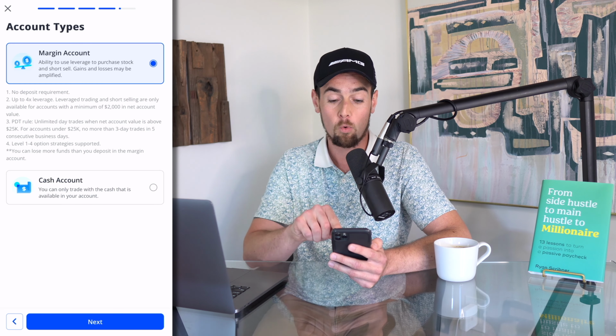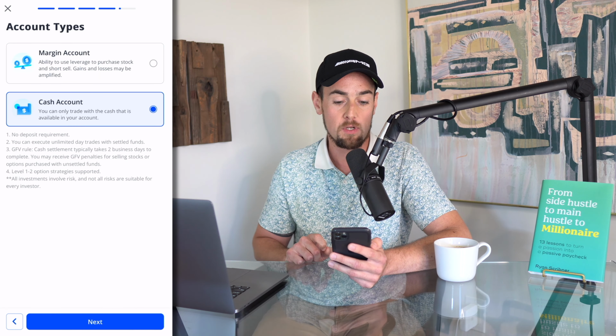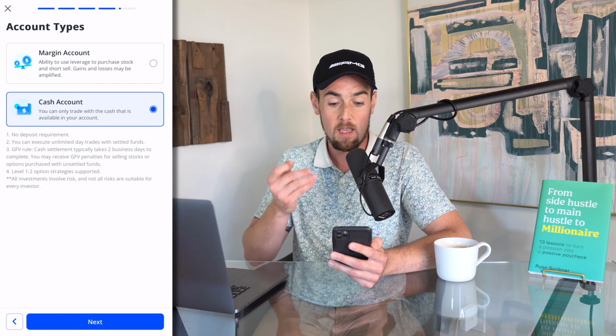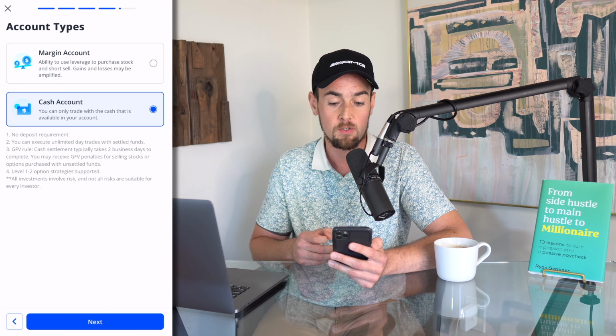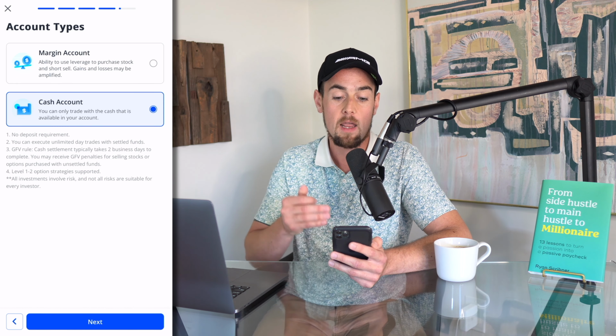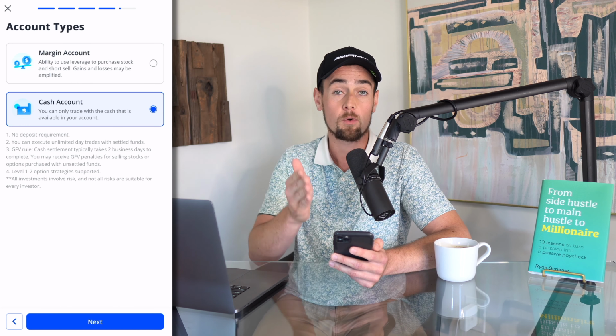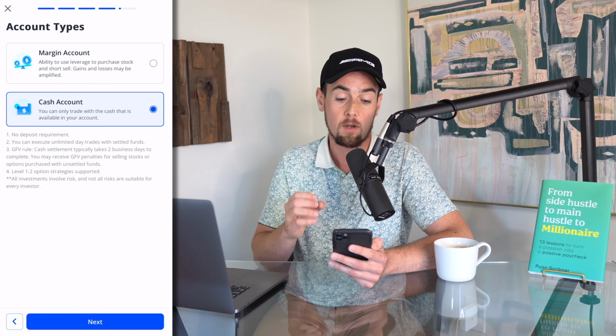So for this tutorial, we're going to choose a cash account. There is no deposit requirement. You can execute unlimited day trades with settled funds, but there is a settlement period here, which is typically 2 business days to complete. And you can receive GFV, good faith violation penalties, for selling stocks or options with unsettled funds.